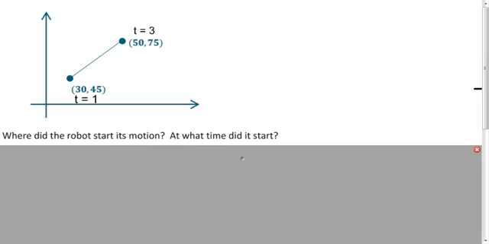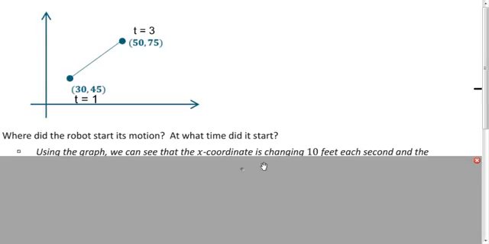So where did the robot start its motion? Now, what time was that? Well, keep in mind, we know the y-intercept is 0, but that's not necessarily where it started its motion. We have to keep track of the time here. That's important. So we know that if it had gone far enough back, yeah, it would be at the origin, but maybe our initial time wasn't there. Maybe it was somewhere between the origin and 30, 45. So at what time did it start?